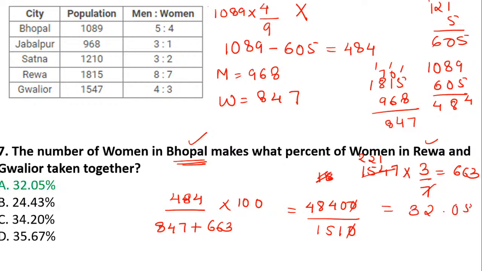Everybody got it? Any doubts in this question? See, there is slightly more calculation, but how do we minimize the calculation? By using the value from the previous question.